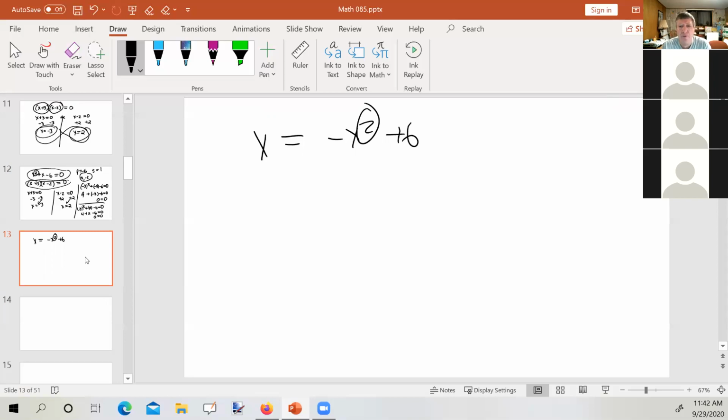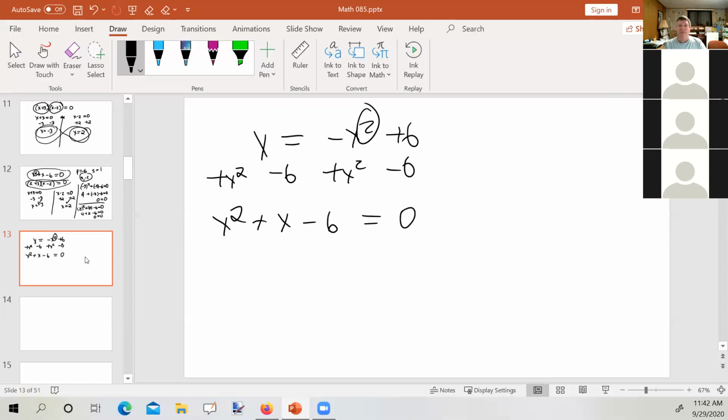Now, recall from previous sections that we'd like to have our leading term positive. Right now, I've got a -x squared on the right. If I moved it to the left, it would be positive. So what I'm going to do is I'm going to add x squared to both sides of the equation, and I'm going to subtract 6 from both sides of the equation. So now I have a second degree equation in standard form.